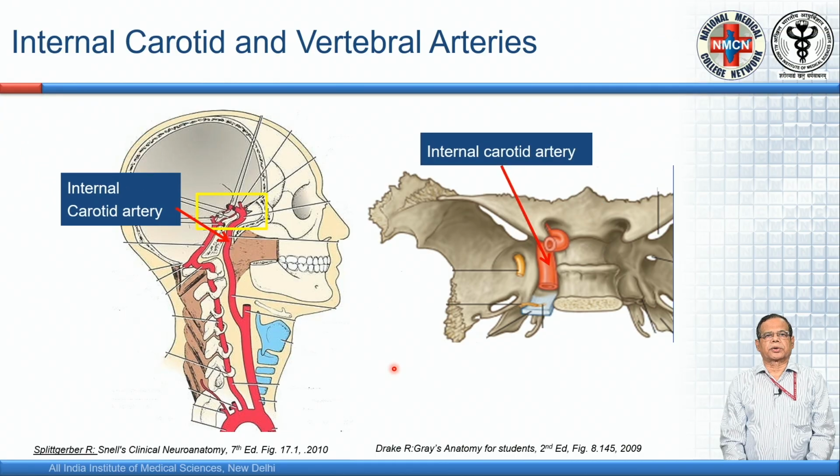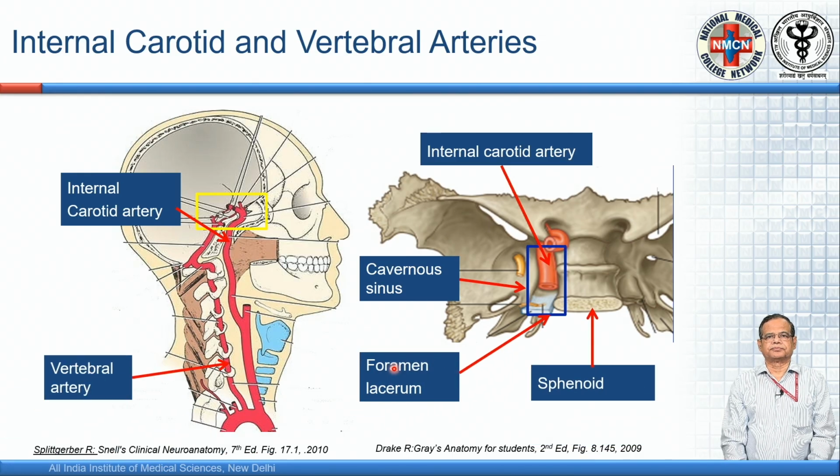The internal carotid artery enters the cranial cavity through a foramen in the temporal bone, the carotid foramen. After entering the cranial cavity, it lies on the foramen lacerum, which is covered by cartilage. Then it enters the cavernous sinus. It pierces the roof of the cavernous sinus near the anterior clinoid process and enters the subarachnoid space.